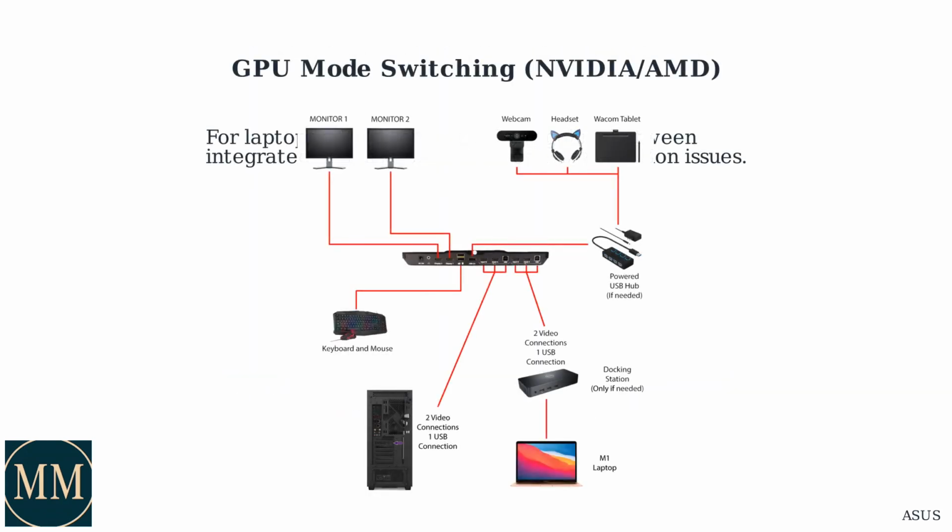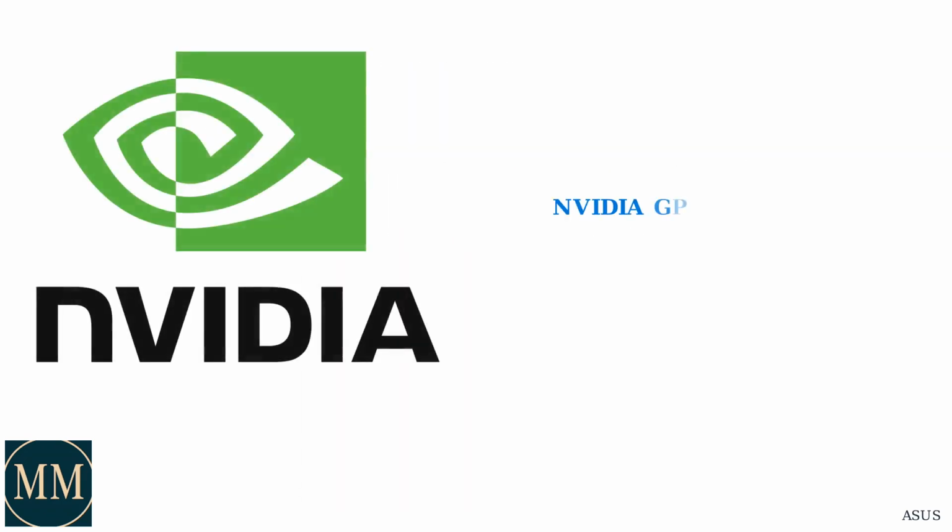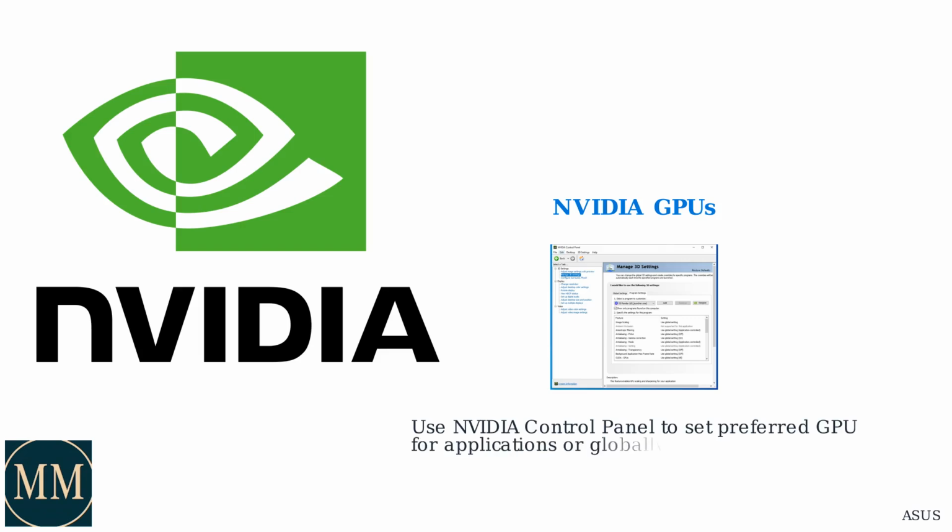If your ASUS ZenBook has a discrete GPU from NVIDIA or AMD, try switching between integrated and discrete graphics modes. This can resolve monitor detection issues, especially in dual monitor setups. For NVIDIA GPUs, open the NVIDIA Control Panel. In the Manage 3D Settings section, you can choose the preferred graphics processor for specific programs or set it globally. Switching to the discrete GPU often fixes detection problems.